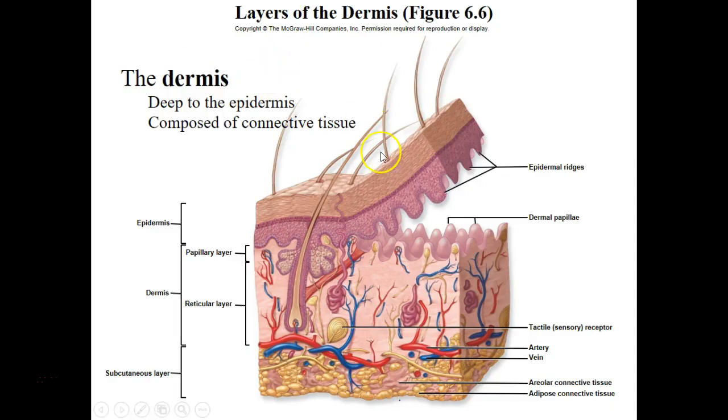So here's the epidermal ridges, and they're caused by these dermal papilla that are here that cause the fingerprints or those ridges to form at the surface of the skin.